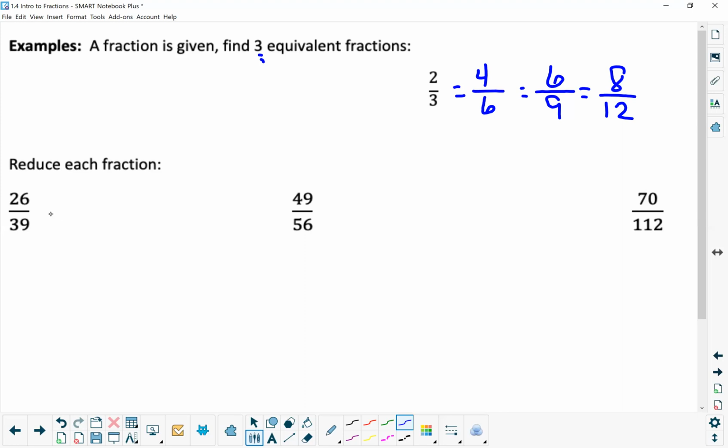Reducing, this one can be a little bit more difficult. Trying to find a number that evenly divides into both 26 and 39. They are both divisible by 13. 26 divided by 13 is 2. 39 divided by 13 is 3.